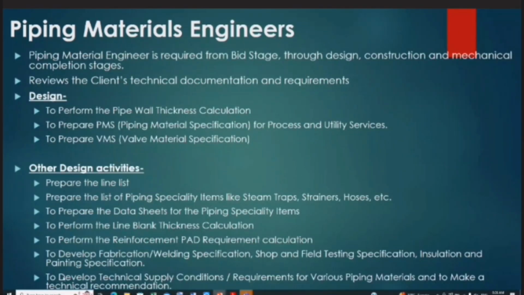To develop technical supply conditions or requirements of various piping material and to make technical recommendations. As I told you, first we will prepare the piping specification. That piping specification will be used by the 3D modeling software. Then we take out the MTO and consolidate all the MTO. It means at the end we will decide how much quantity we want to order to construct this plant.